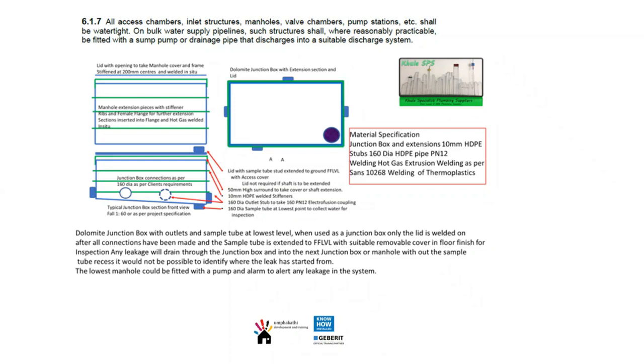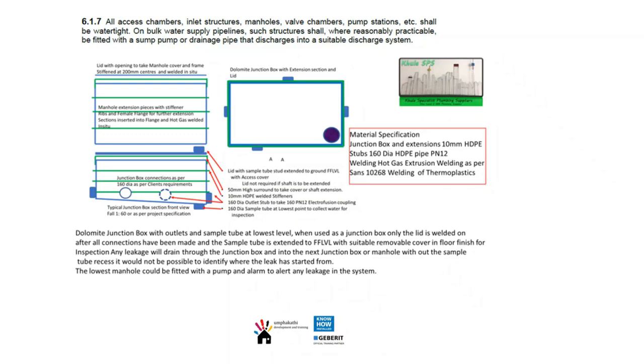On the top of the chamber we have a sampling tube, and that is at the deepest part of the manhole. Once the junctions have been put inside the chamber and it's welded closed, the sampling tube is then taken up to ground level when you're doing the backfill, and then an inspection cap is put onto that. And that way you can sample at any point to see where you do have the leak.